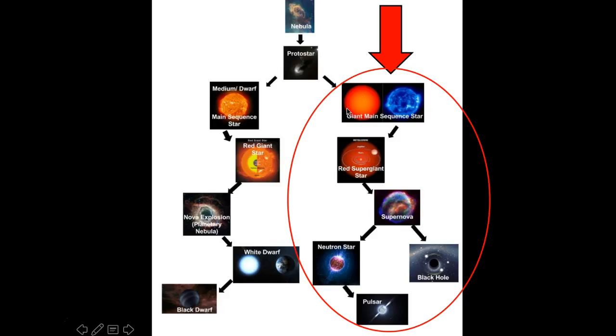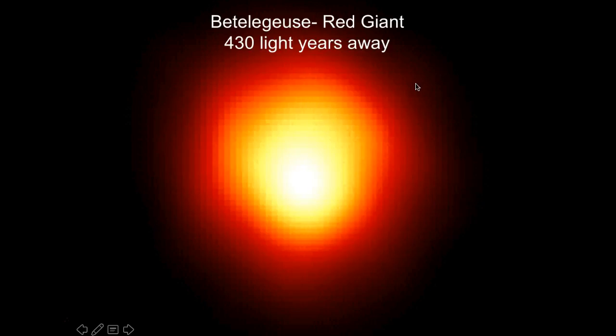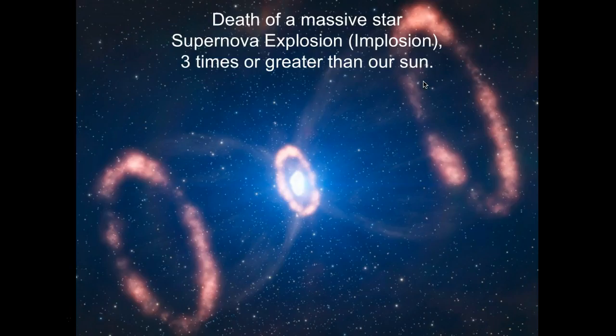Okay, so let's talk about a massive star and how it lives and dies. This is Betelgeuse or Betelgeuse, depending on who you are or where you hear it. It's 430 light years away, and this is a red giant. So Betelgeuse is a very big red giant, and like I said, 430 light years away. So after it's a main sequence star, it turns into a red giant, or when it's a red giant star to start with, it's going to turn into a red supergiant. Then you have the death of a massive star.